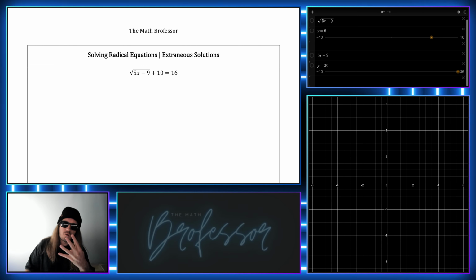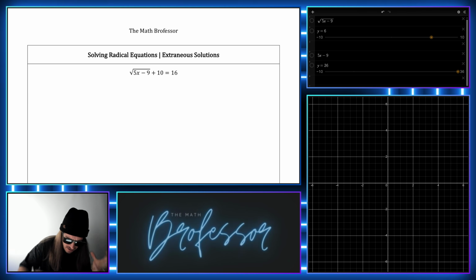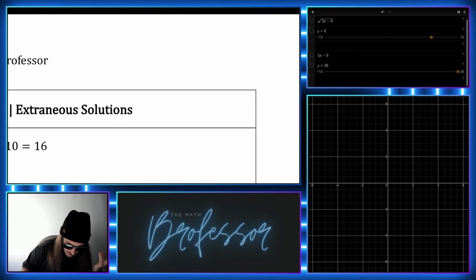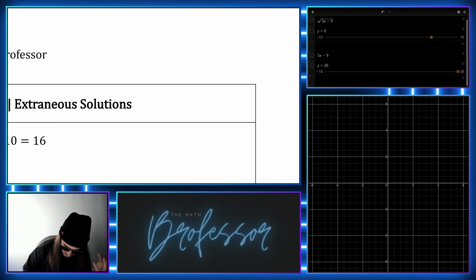We're going to go through 4 examples of solving radical equations, and we're going to talk about extraneous solutions. All but the first will have extraneous solutions. And let's talk about what that means for a second. As we get into the second, third, and fourth example, I want you to keep this in mind and see if you can connect the dots.